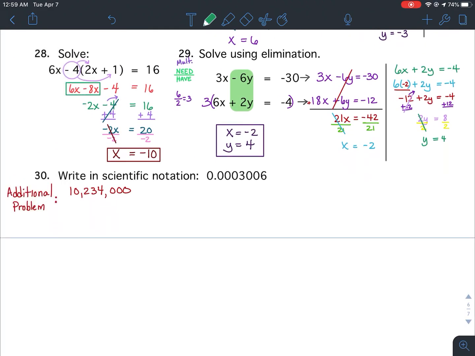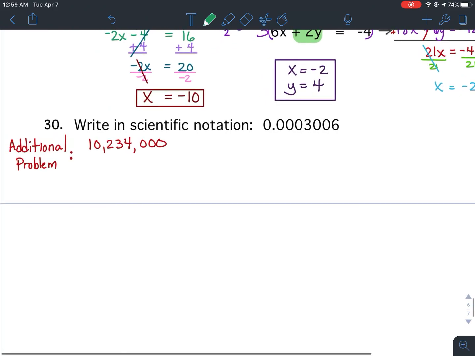Last question, question 30. Write in scientific notation. Remember, scientific notation has one number in front of the decimal, one number. So I go and I find, I start on the left, I find my first non-zero number. My first non-zero number is 3. So I'm going to put the decimal after the 3. So I'm going to have 3.006 times x. See how there's only one number in front of the decimal?